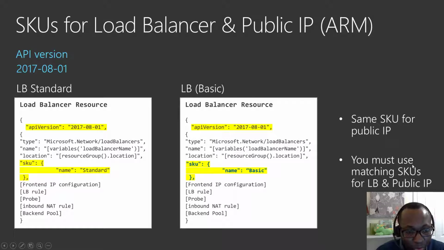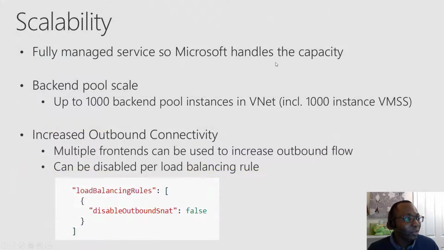And remember that we must use matching SKUs for load balancer and public IP. If we're using a standard load balancer and it's a public load balancer, then the IP address has to be a standard public IP. Even if we want to give it a zonal front end, it still has to be a standard load balancer and standard public IP. If we're using basic, we have to use a basic IP address also. Okay, moving on. Now let's start talking about this particular resource from different angles.